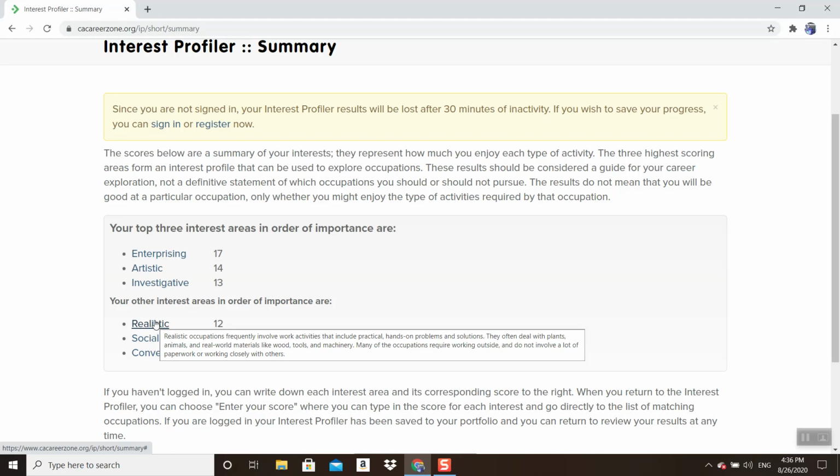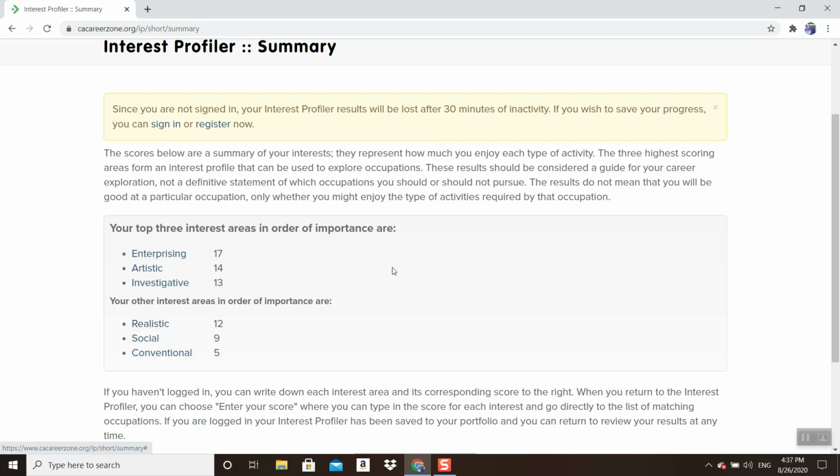A realistic person or personality. Realistic occupations frequently involve work activities that include practical, hands-on problems and solutions. They often deal with plants, animals, and real-world materials, like wood, tools, and machinery. Many of the occupations require working outside and do not involve a lot of paperwork or working closely with others. So if you're a realistic person, you like working individually, you like to work outside, this is just something to know if you're going to do it for the rest of your life.